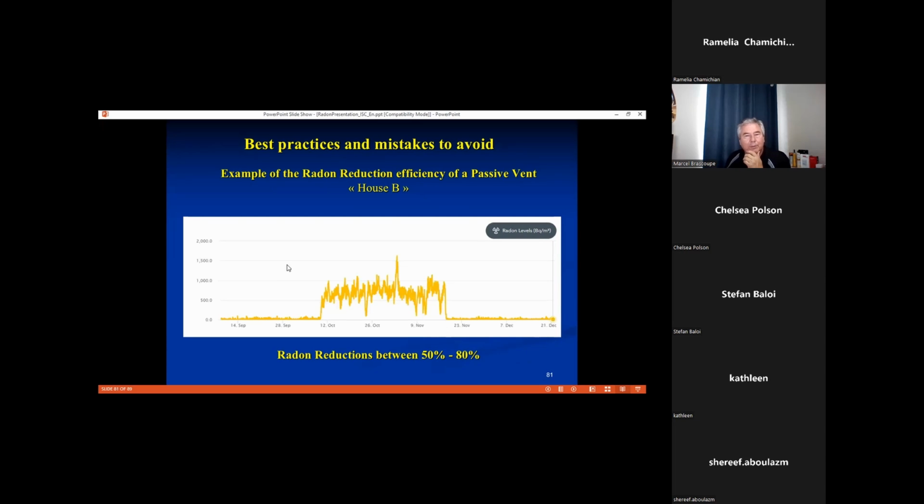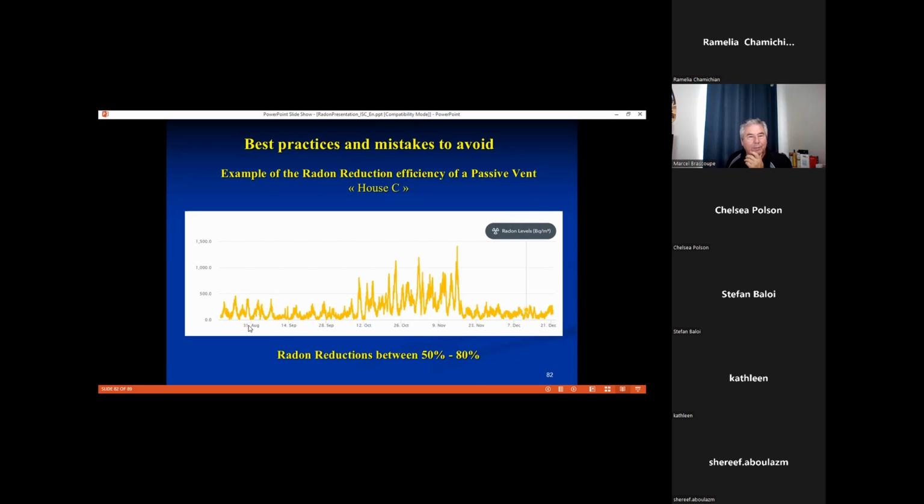Here's another example of another home in our project. Again, the first month the valve was open. We closed the valve, and you can see again the levels were in the thousands. Remember that the actionable level set by Health Canada is 200. So here they were running way above 200. Then we opened the valve again, and you can see how much of a reduction we were getting with just that pipe.